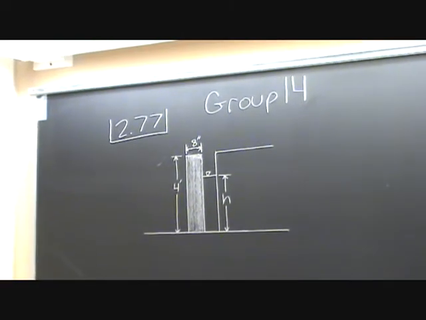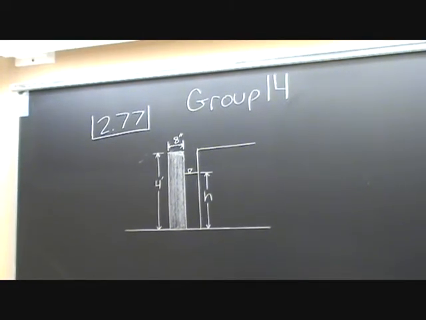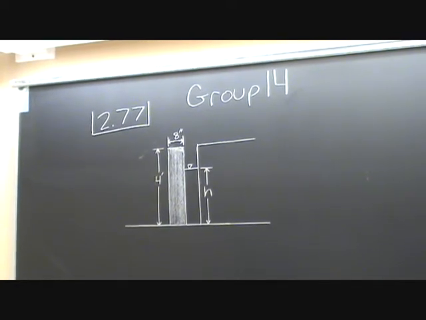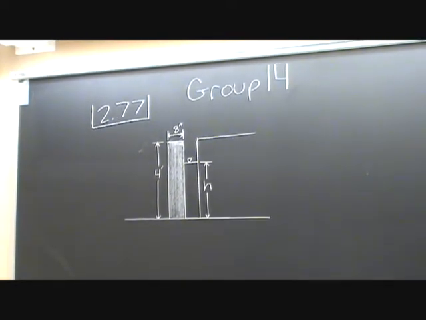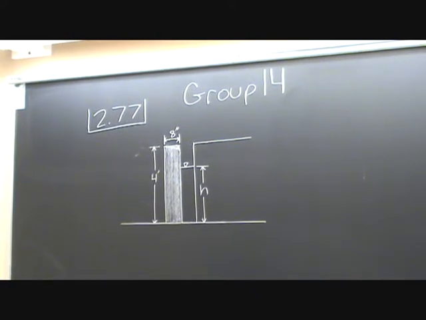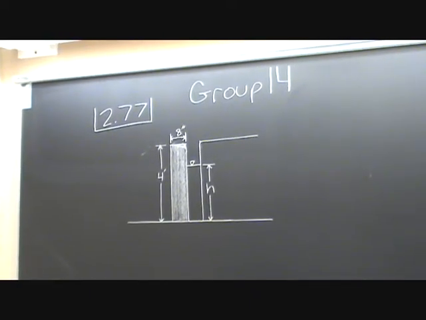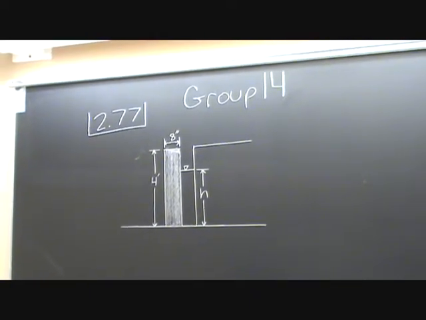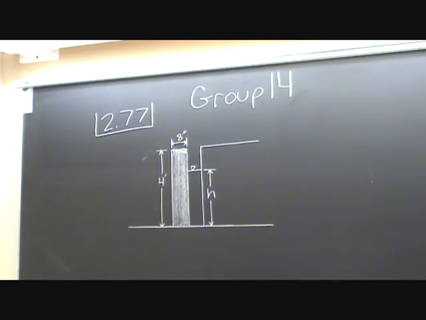Okay, we're group 14 and we're going to be doing problem 2.77. The problem asks us to solve for the unknown h, the maximum height the water level can be without toppling over the wall. It's a 4-foot high wall, 8 inches thick.